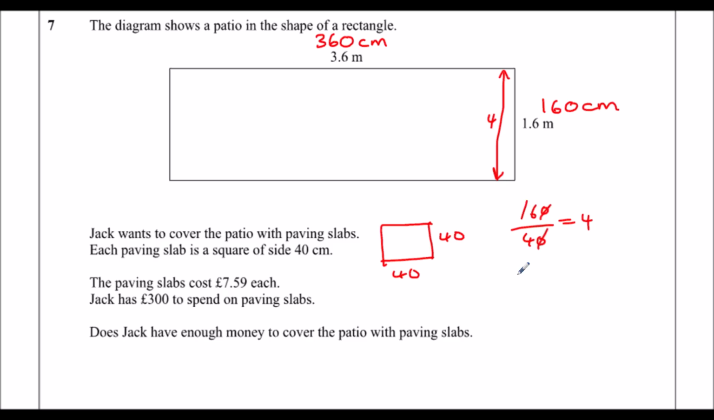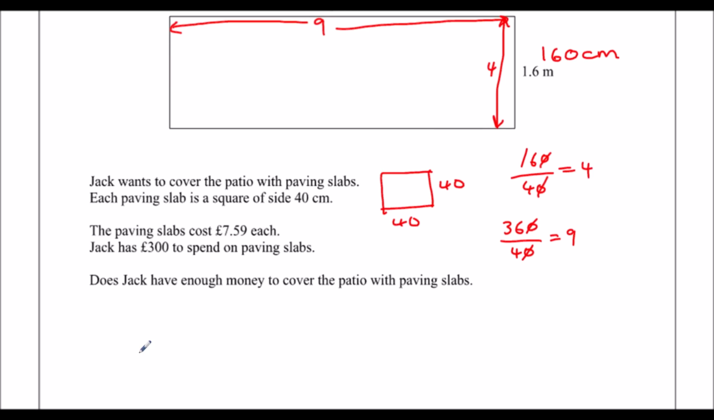And how many go across? So 360 over 40. 36 over 4 is 9. So 9 paving slabs across. So how many paving slabs? 4 up, 9 across. So 4 rows of 9. So 4 nines are 36. So 36 paving slabs.